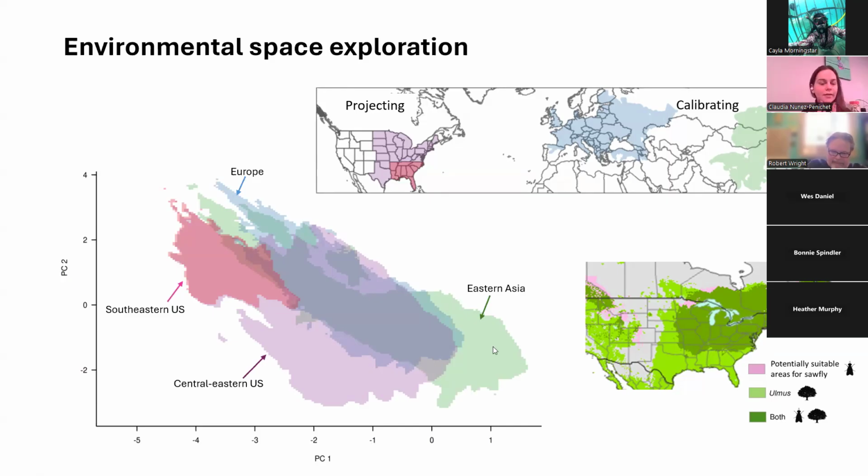Each color represents a region. We have the Eastern Asia environments represented here, here we have the Central Eastern United States, and in blue over here we have Europe. And look at the Southeastern United States. In this area, we have some values that do overlap with the native range in Eastern Asia, but we also have a lot of European environments represented there. And we do have some environments in here that are not represented in either.